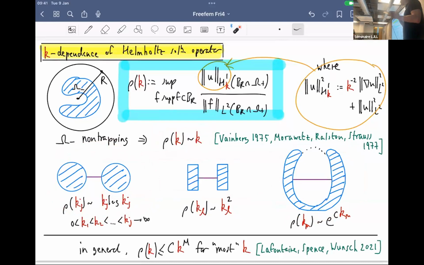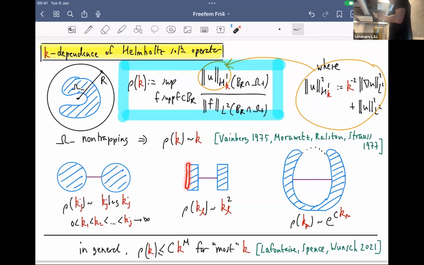And this is reflecting the fact that when I have a trapping problem, the ill conditioning with respect to k gets worse. Here, the weakest form of trapping is when I have these two balls. I have a weakly trapped ray here. There, the solution operator goes like k log k, and again, this is sharp through some sequence of k's, so that the trapped wave can exist there.